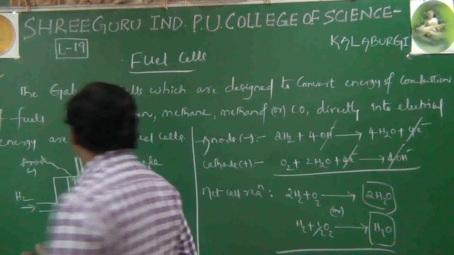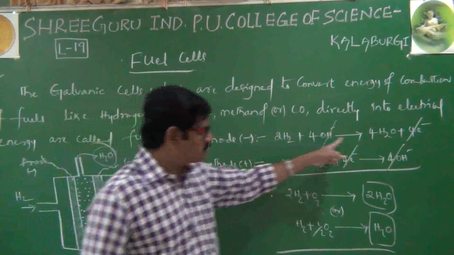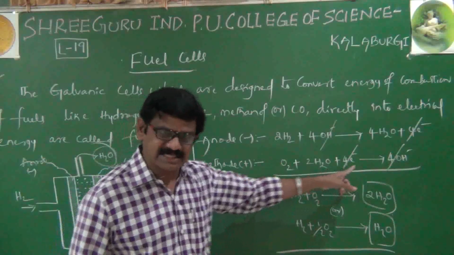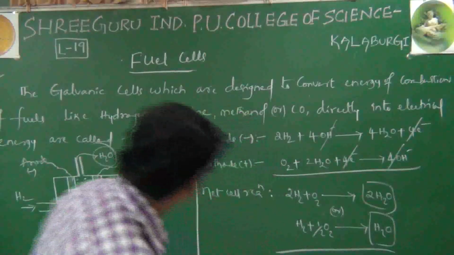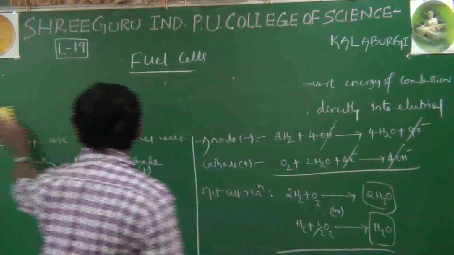Right. This is about the hydrogen oxygen fuel cell. Here at the anode oxidation is taking place, loss of electrons. At the cathode reduction is taking place, gain of electrons. This is about fuel cells. Right. Now we will see one small formula regarding this fuel cell.